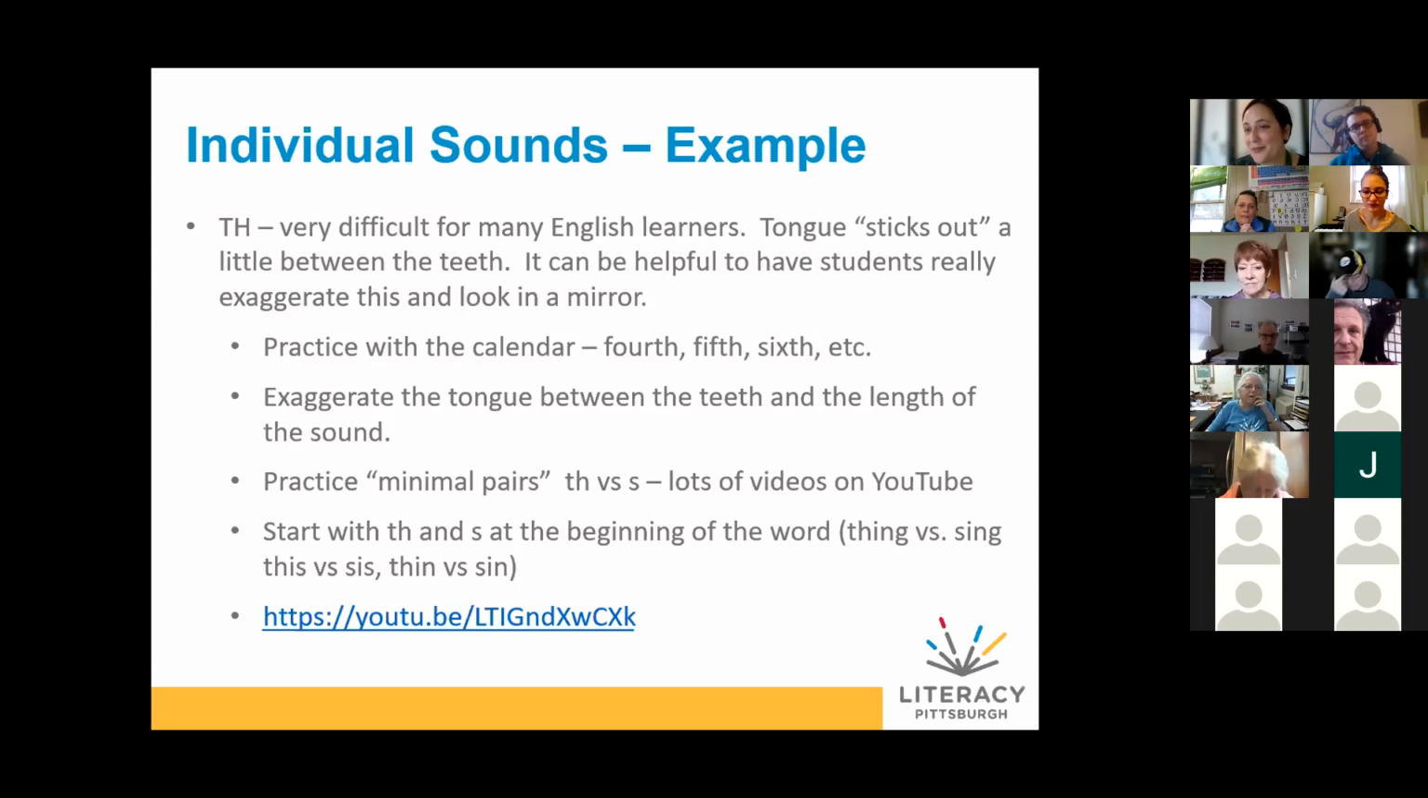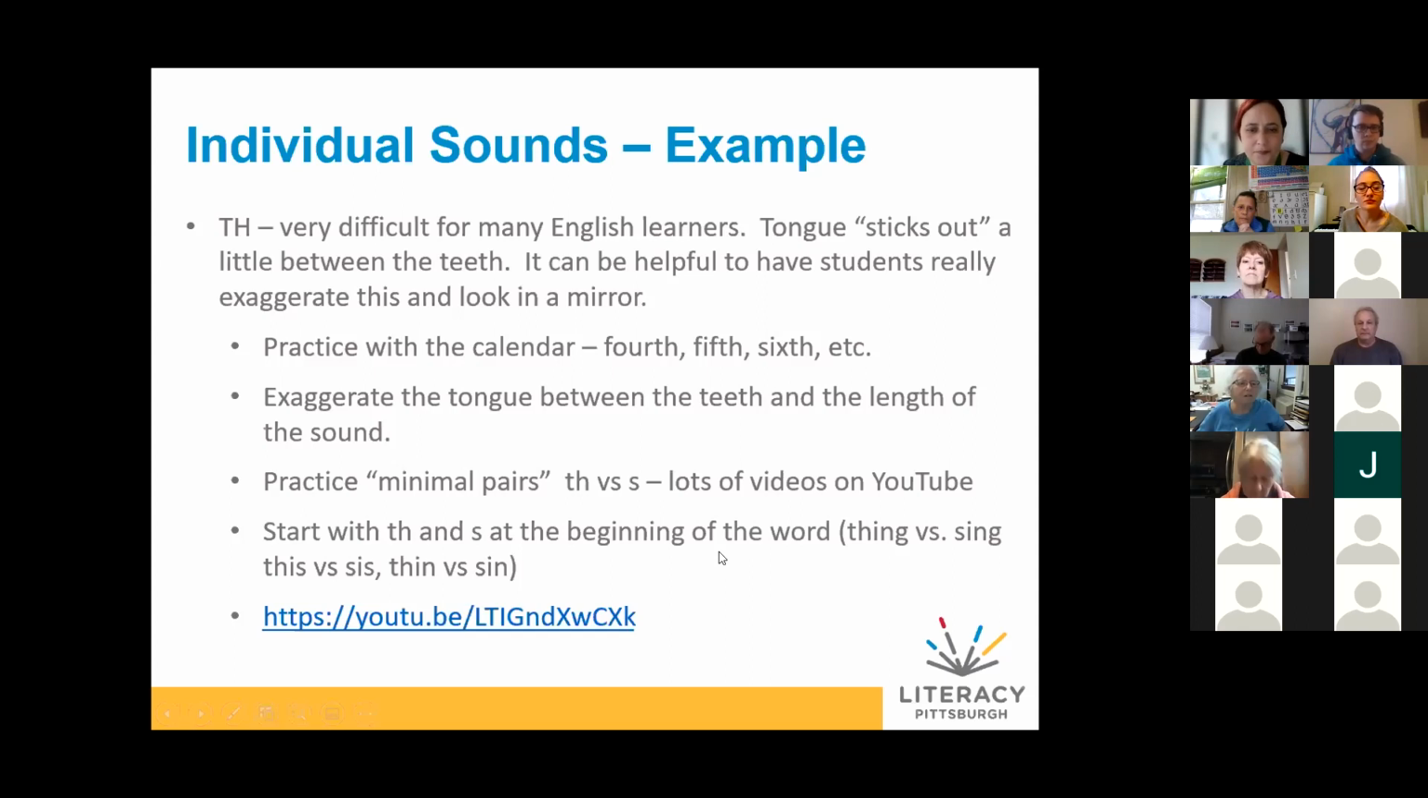Practice minimal pairs with TH and S, okay? Thing, sing, right? Thought, sought. Another thing I forgot to mention with minimal pairs, when you're first doing them, it's easiest if the minimal pair is at the beginning of the word, okay? So the first sound in the word, start with that. Then you can move to middle and last sounds. But always start with the first sound of the word.